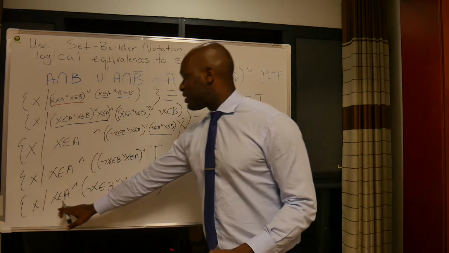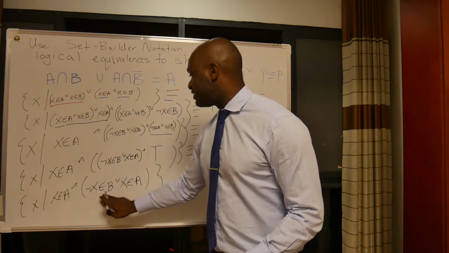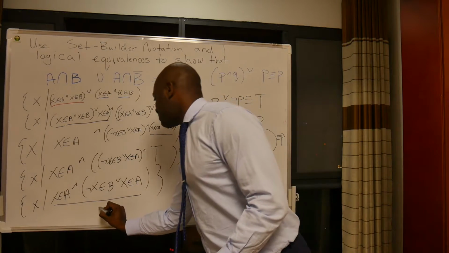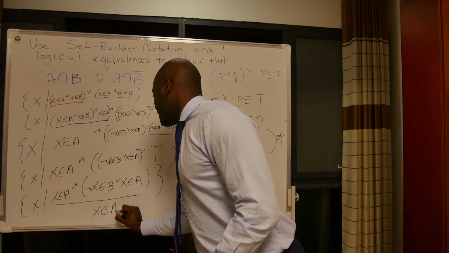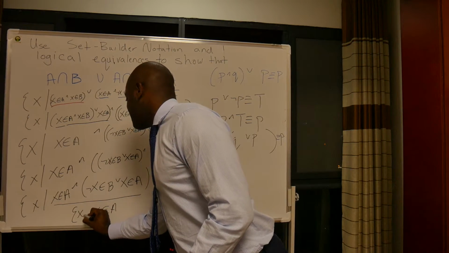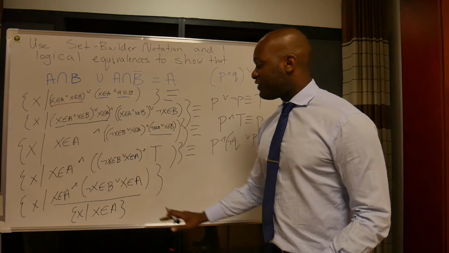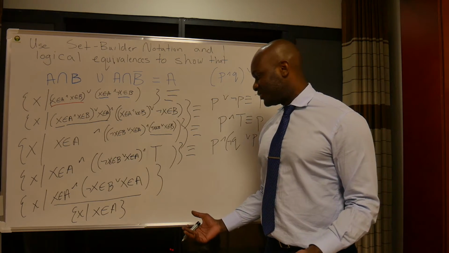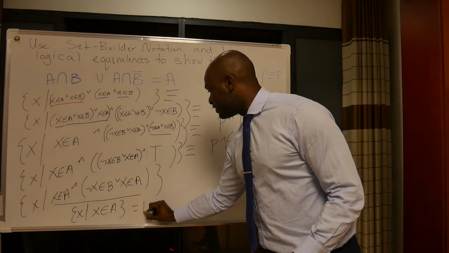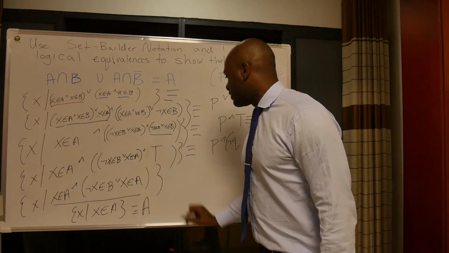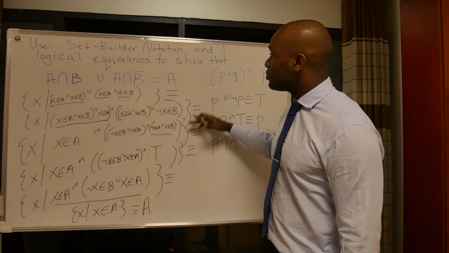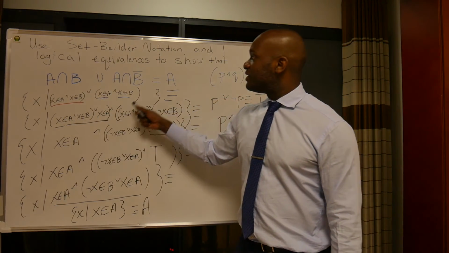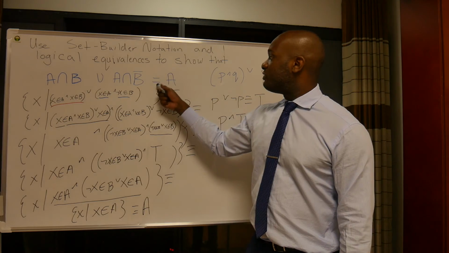So here we have some proposition x belongs to A and a disjunction with again x belongs to A. So all of this is going to be equivalent to simply x belongs to A. So we have the set of all x such that x belongs to A. And finally, we know that the set of all x such that x belongs to A is equivalent to A. And so we have established through a set of logical equivalences using set builder notation that the union of the intersection of A and B and the intersection of A and the complement of B is equivalent to A.